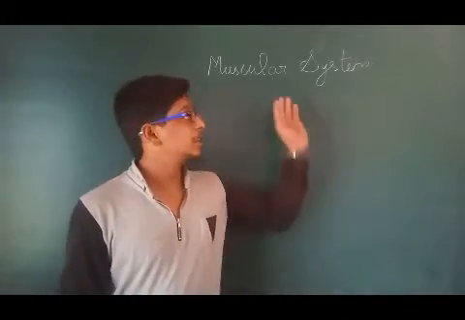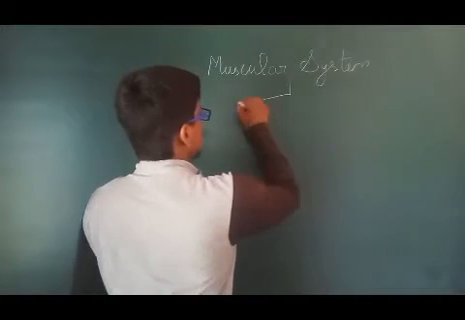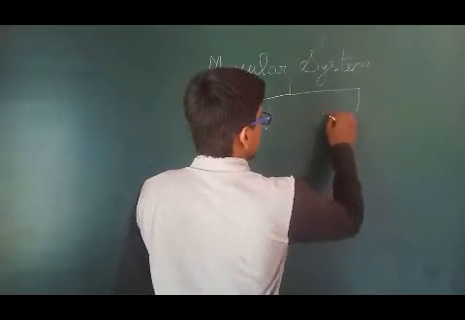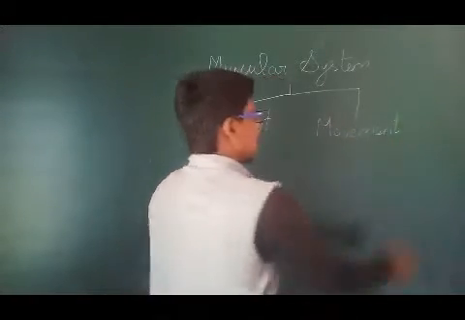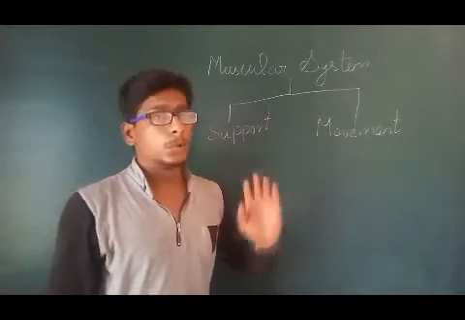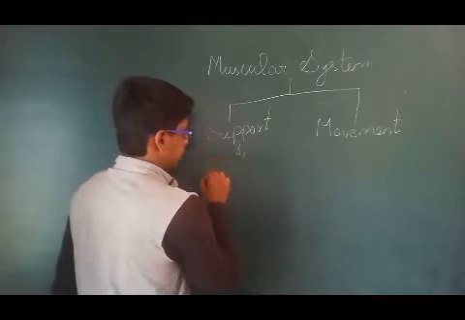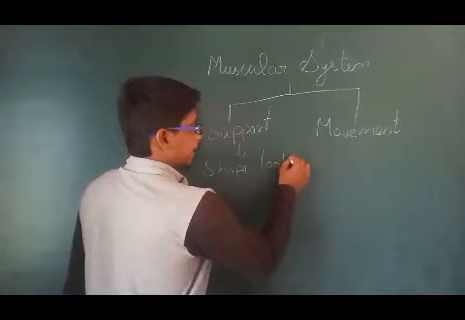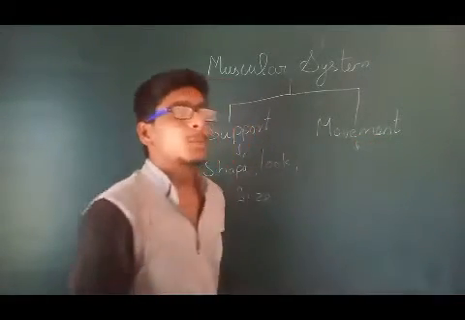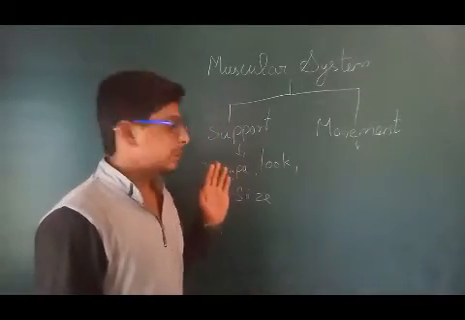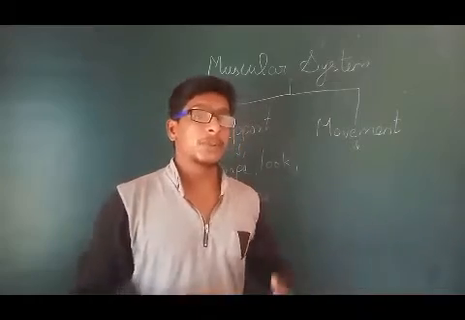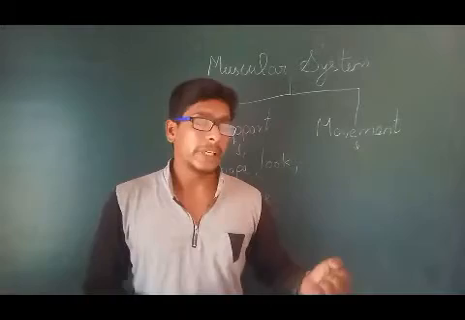The main and primary functions of the muscular and skeletal systems are support and movement. Support gives shape, look, and size to an individual, whereas movement functions for the movement of an individual from one place to another place, or extension of the body parts like this.